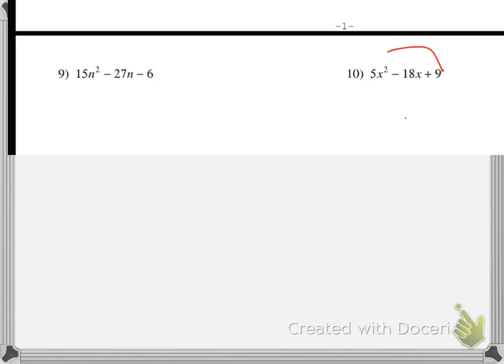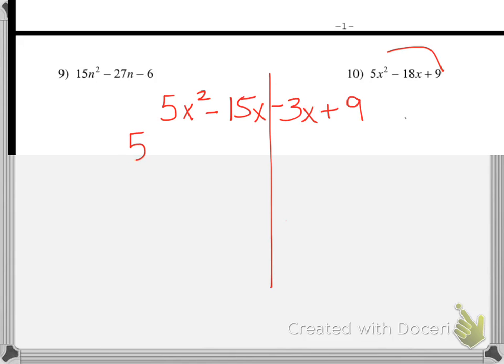Here we go. We have a 5x squared minus 15x minus 3x plus 9. Oh, hang on. Splitting it down. GCF right here. We have a 5x times x minus 3. And then over here, I think I'm going to try and take out a negative 3. That way, my x can stay positive, so I have a match.